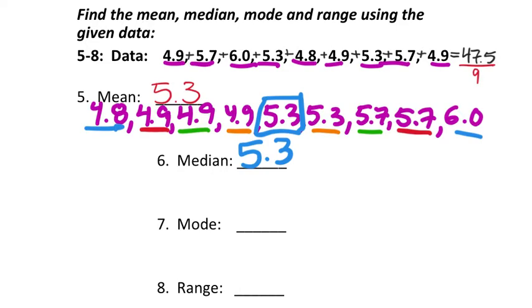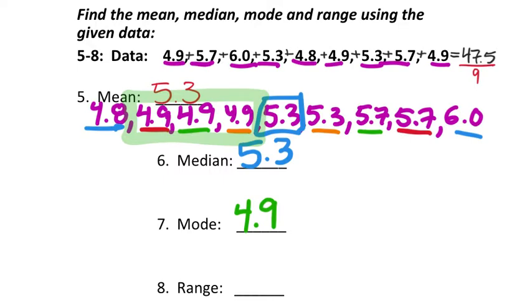Next up, we've got to find the number that occurs the most, which is the mode. Now be careful, because there are 3 different numbers that happen multiple times, but only one of them happens more than the others. And I see that that's this 4.9 right here. So 4.9 would be our mode, the number that occurs the most. Well, what about the ones that occur 2 times? Well, that's not the most. 3 times here with 4.9 is the most.